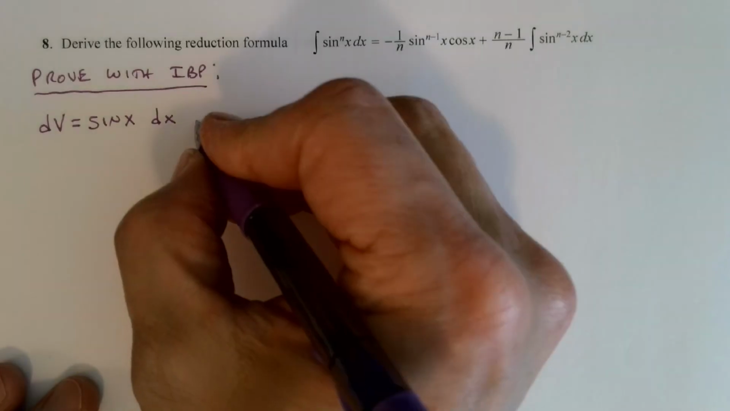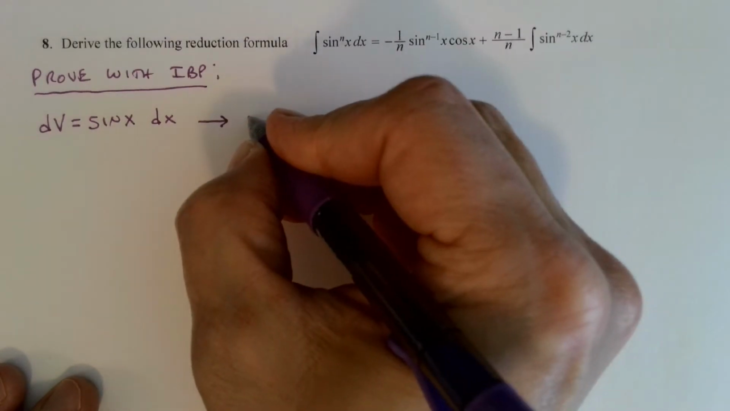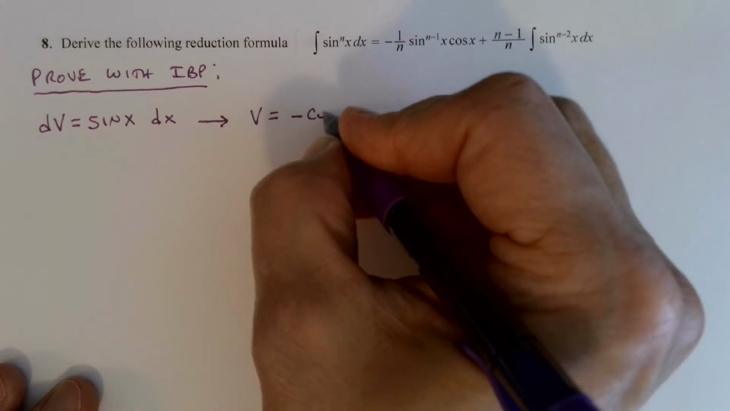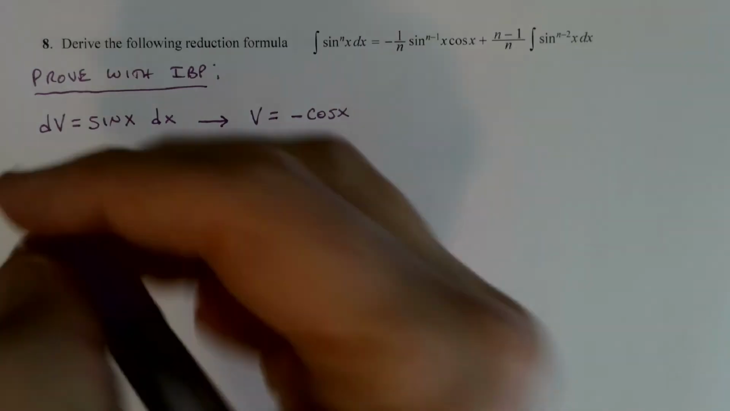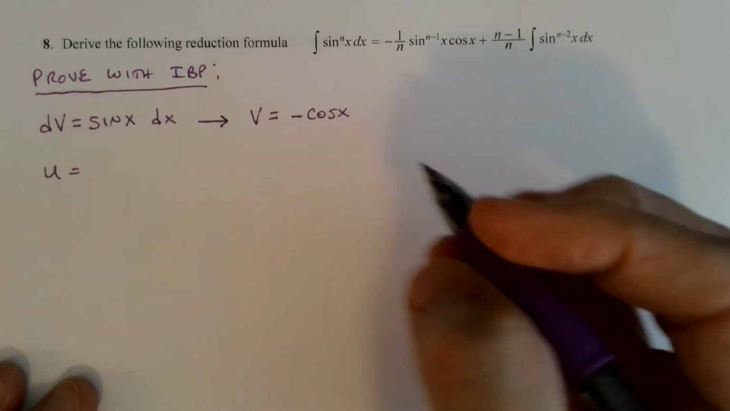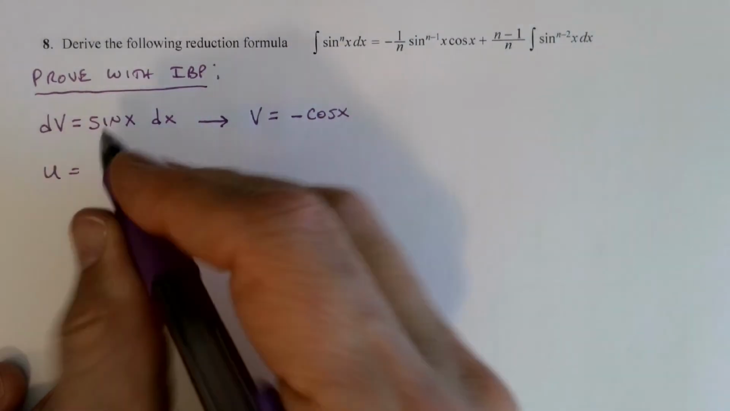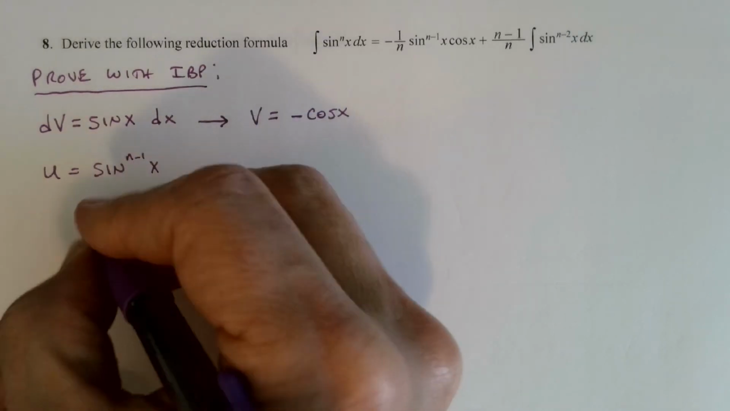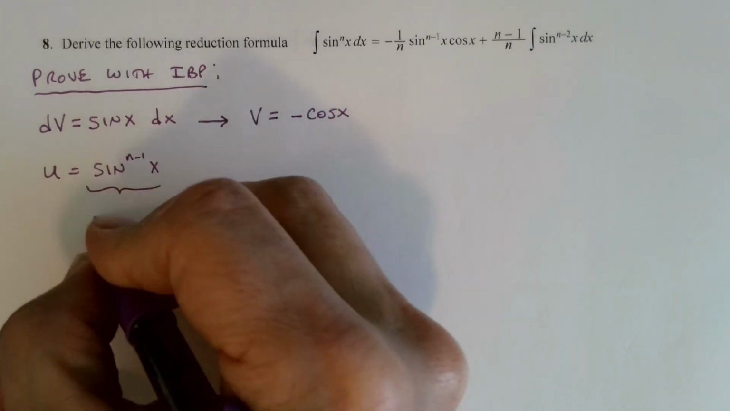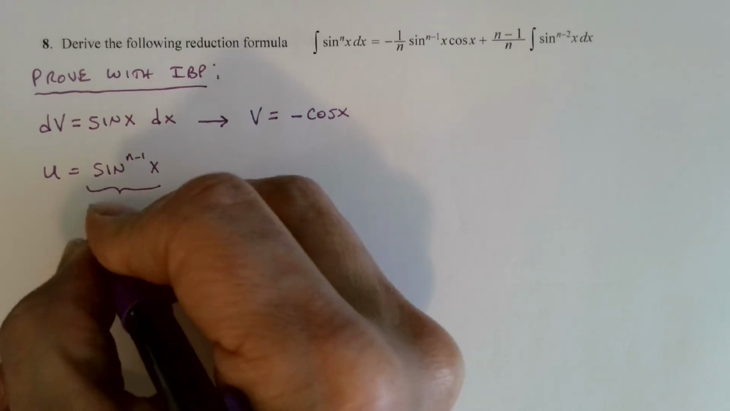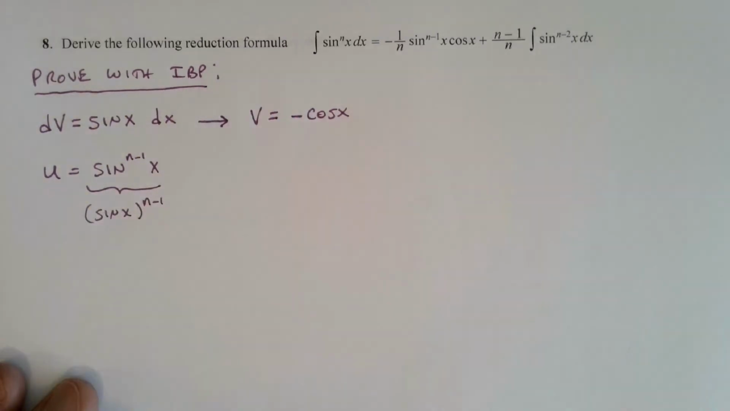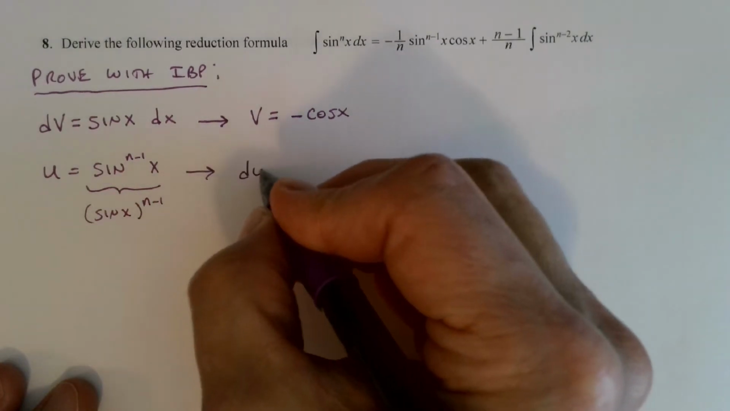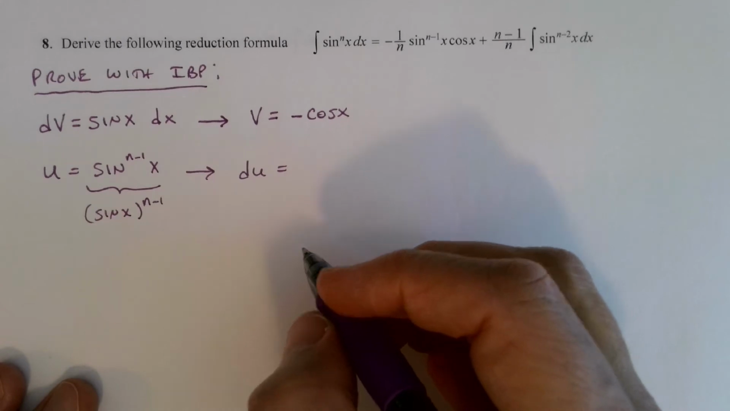I know right away that the antiderivative of sine of x is negative cosine of x. Well, what's that leave the u to be then? Everything else. There's n of these. I take one away. I've got sine to the n minus 1 of x. And again, what's this mean? This means sine of x to the n minus 1 power. Don't forget that's what that notation means. So what's the derivative here? It's by the chain rule.